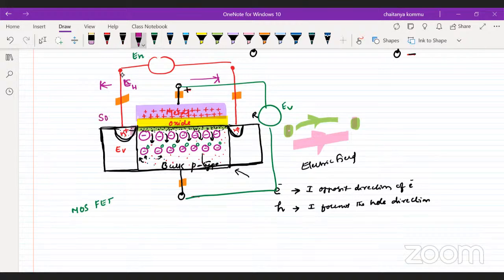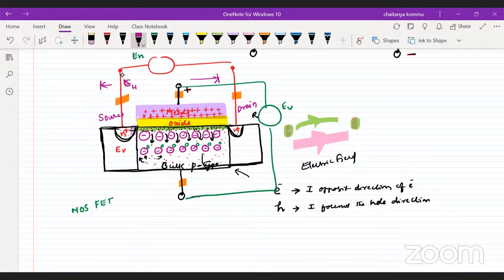Now, whatever materials or carriers are available at the left side, normally we call it the source. This is called source. At the right side, whatever we have is called drain. So it takes the electrons from the source. The source is able to provide the electrons under the silicon, under that particular area.